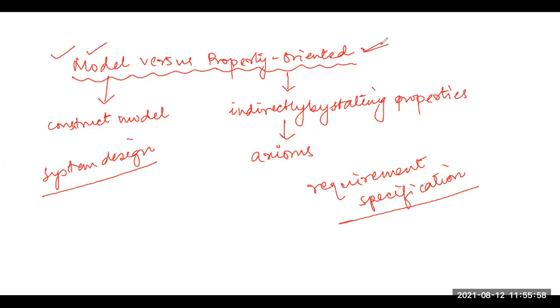So this is the reason why two sections are there. For designing your model, you need to follow the model oriented approach, and for doing the requirement specification for the software which you are developing, you need to follow the property oriented approach. Okay.